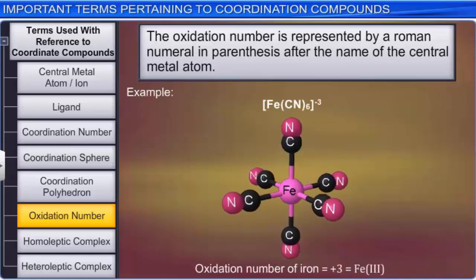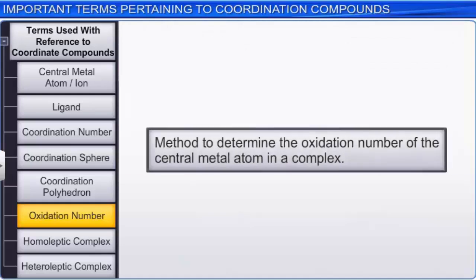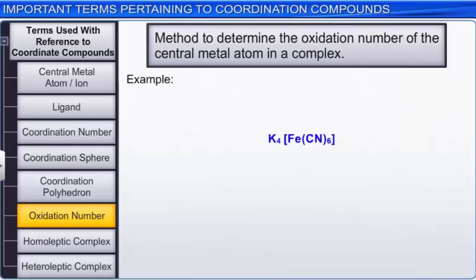Let us learn the method to determine the oxidation number of the central metal atom in a complex. Let's take K4[Fe(CN)6] as an example. As the complex has 4 monovalent cations outside the coordination sphere, the complex ion carries a charge of minus 4, that is, [Fe(CN)6]4-.